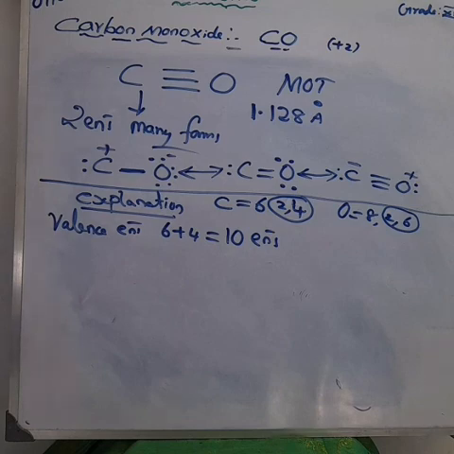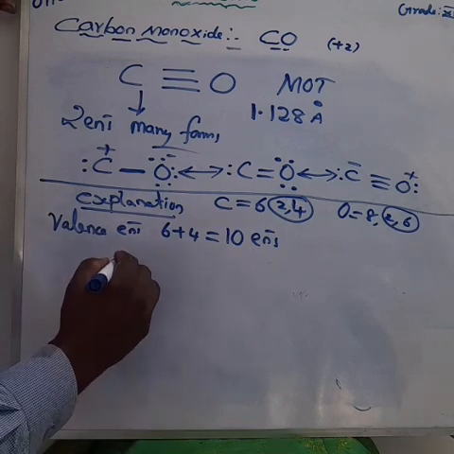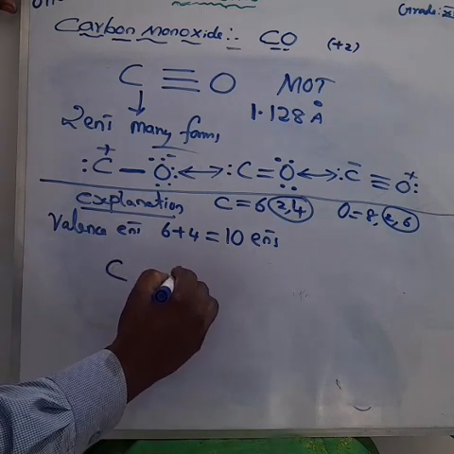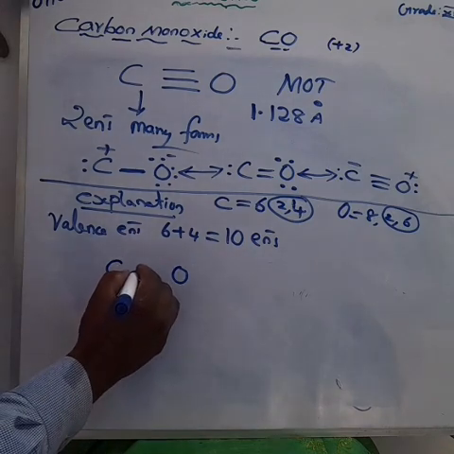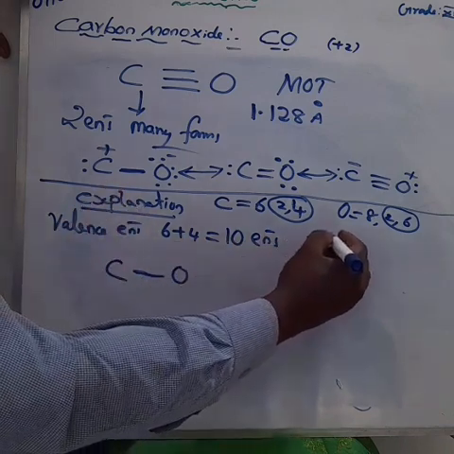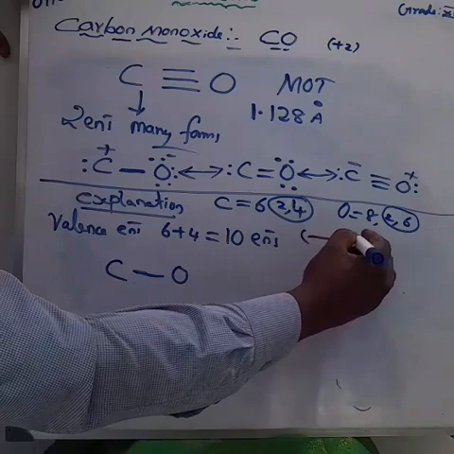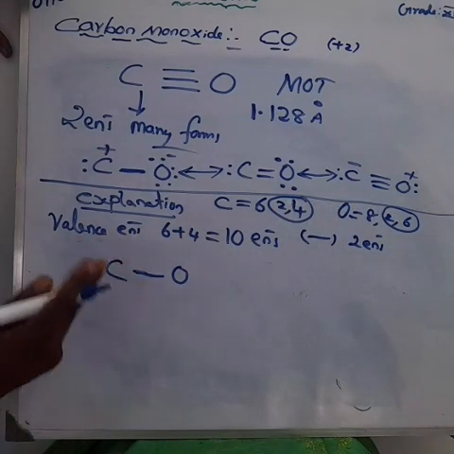So first we have to write the elements. Which elements are in carbon monoxide? Carbon and oxygen. Between carbon and oxygen, we make a single bond like that. Suppose we are making a single bond, it means for one single bond we need 2 electrons. Am I right?